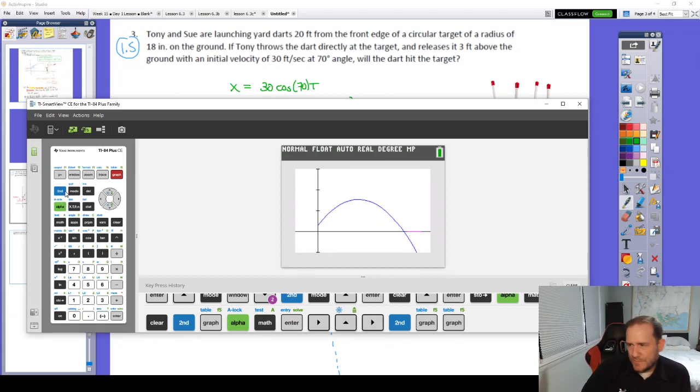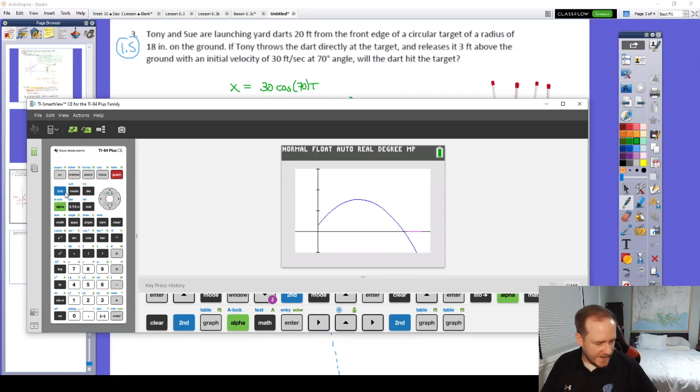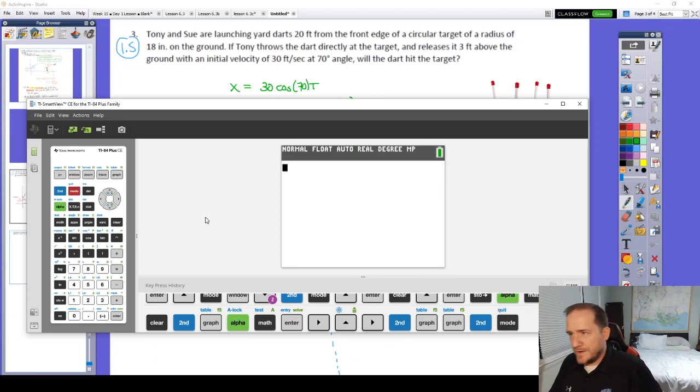So we could quit at this point and say that he missed because the negative height at the 20-foot mark implies that it already hit the ground. That's not what I would want you to do, though. So that's not what I'm going to model.